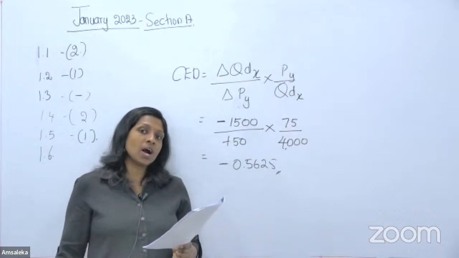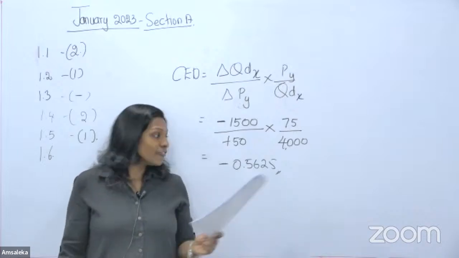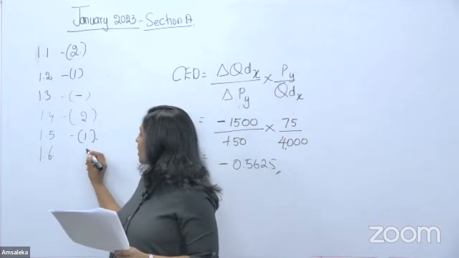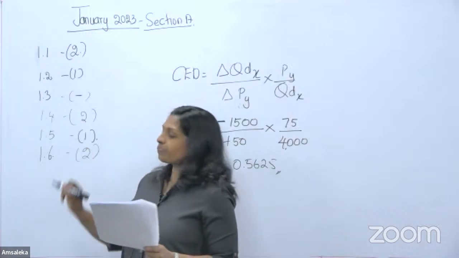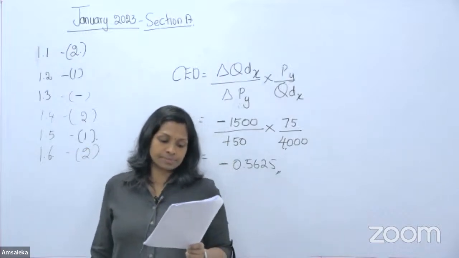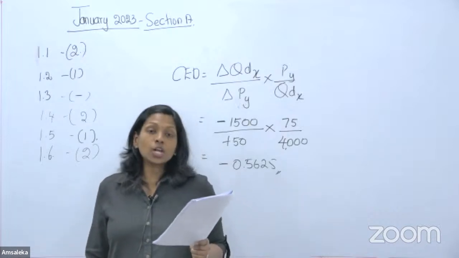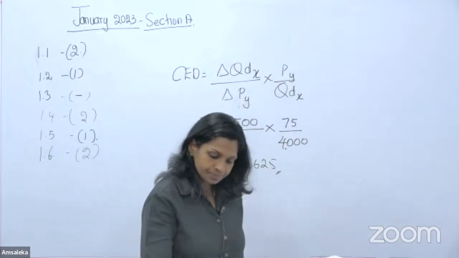So the first one you can't take because the answer is plus. We need an answer in minus. So the second one is the answer for 1.6. Second one is the answer. Right. So we can go to 1.7.